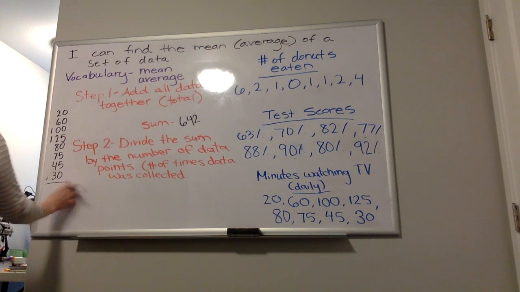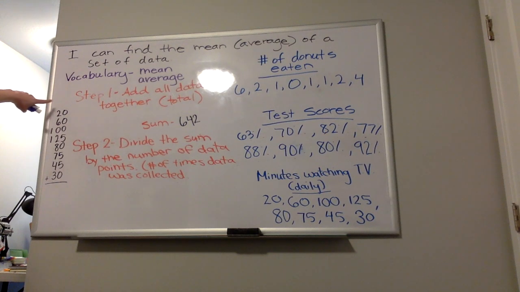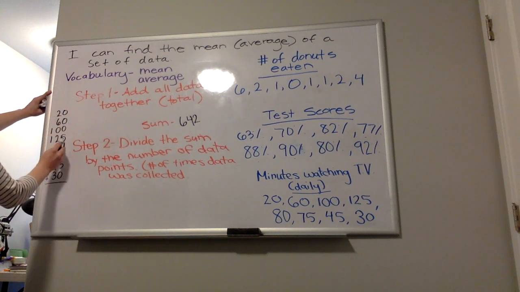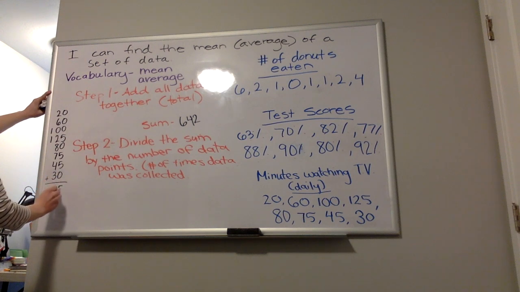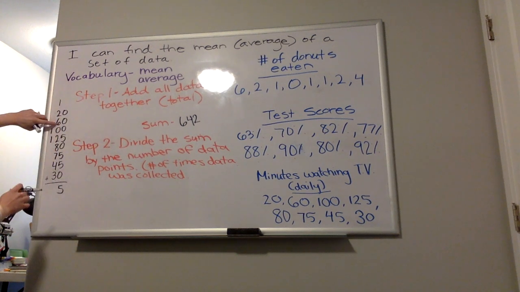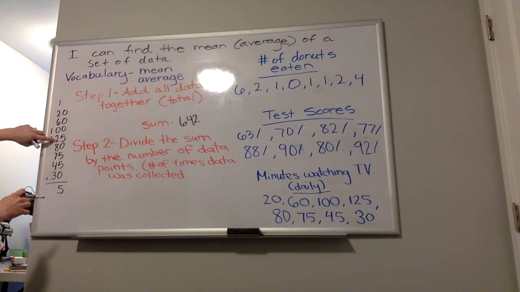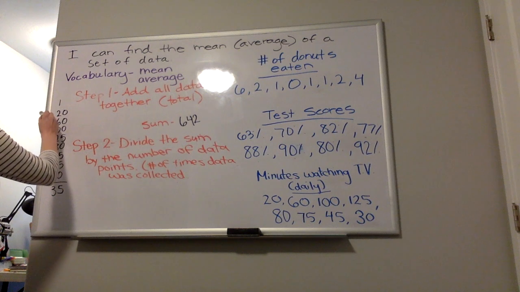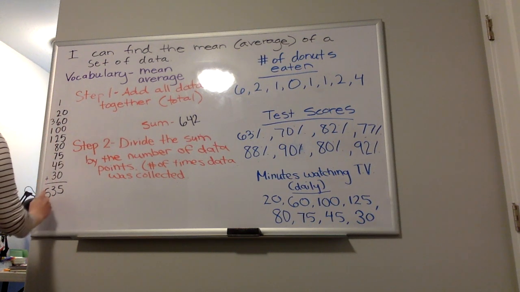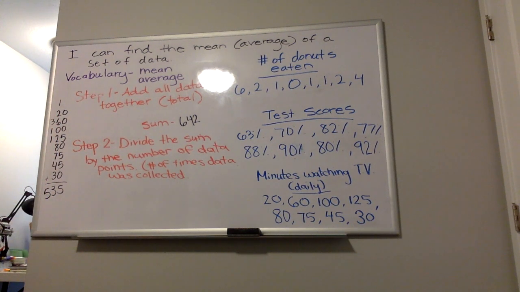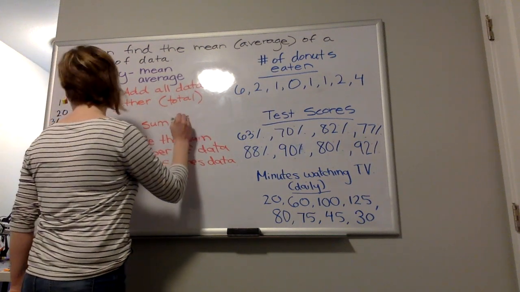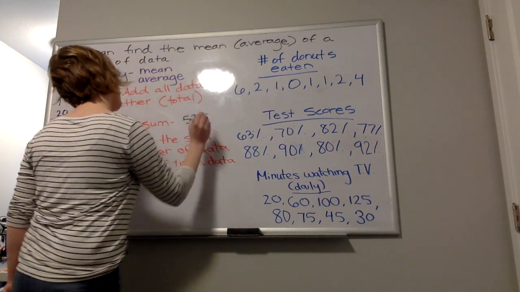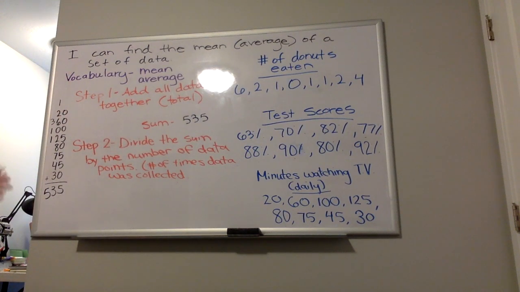I know I am. Okay, so if you've got the ones place, we've got 5, 10, 15. Carry that 1, 6, 7, 8, 9, 10, 11, plus 8 is 19, plus 7 is 26, 30, 33. And then 3, 4, 5. So we got a total number of minutes of 535 minutes.